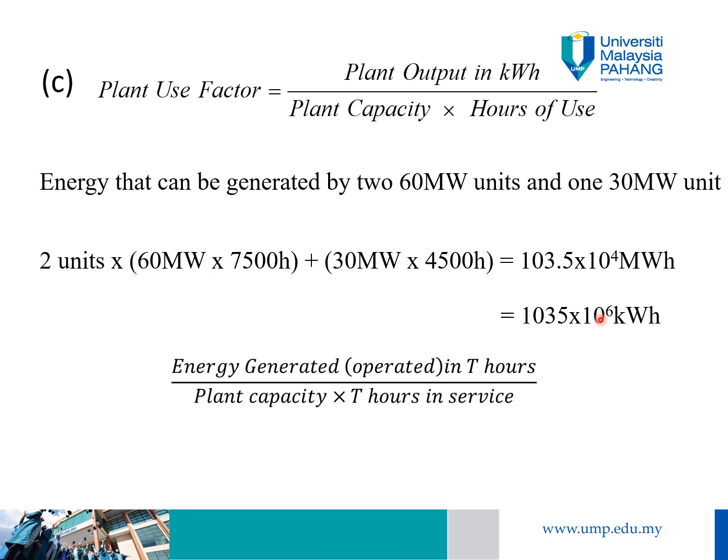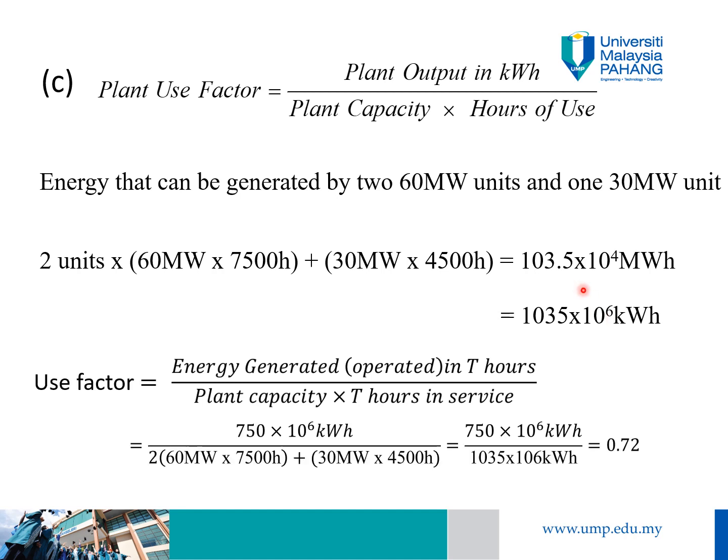And the plant use factor is equal to the actual energy generated divided by the energy that can be generated. Okay, or we can straightforwardly use this formula, so that T hours now is equivalent to the hours the power plant is in service. Okay, so the value for use factor is equal to 0.72.